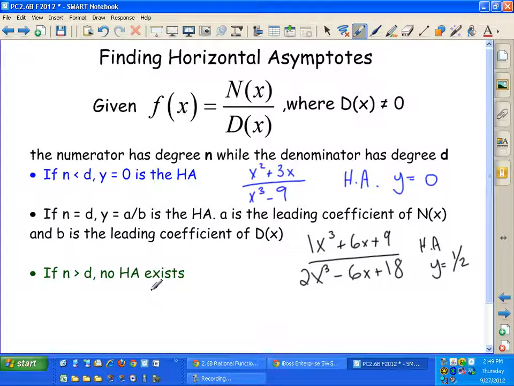If the numerator's power is higher than the denominator's, where you might get something like x cubed plus 6 over x squared minus 9, you end up with no horizontal asymptote. So your horizontal asymptote does not exist. We actually end up with an oblique asymptote, which is a diagonal or slant asymptote, and we'll talk more about those in the future.